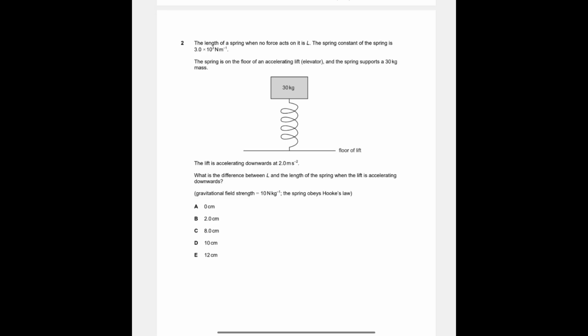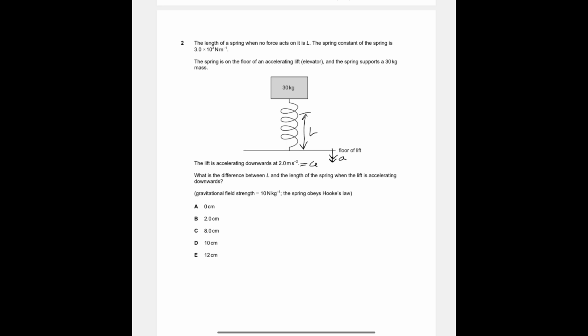The length of a spring when no force acts on it is L. The spring constant of the spring is 3 times 10 to the 3 newtons per meter. On an accelerating lift, the spring supports a 30 kg mass. We'll call that acceleration A. So we know the floor of the lift is accelerating down. We'll define x.